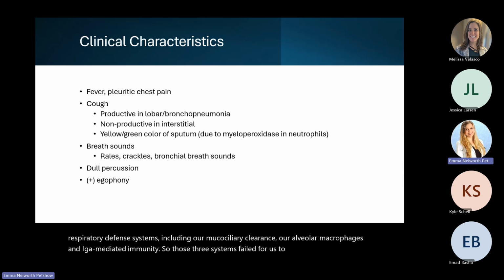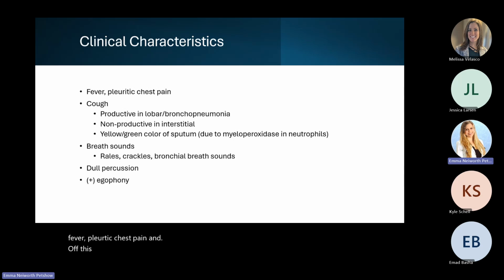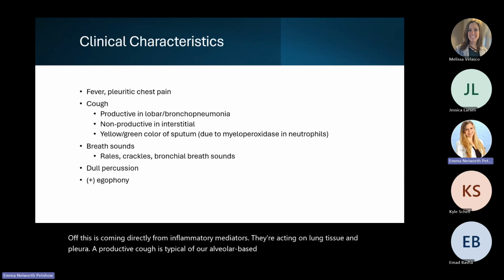Okay? So looking then at our clinical characteristics, this is pretty straightforward. We're going to see fever, pleuritic chest pain, and cough. This is coming directly from inflammatory mediators that are acting on lung tissue and pleura. A productive cough is typical of our alveolar-based infections because we're trying to clear out mucus.